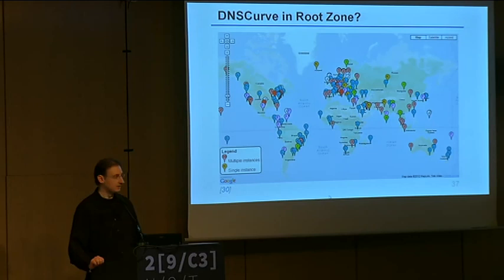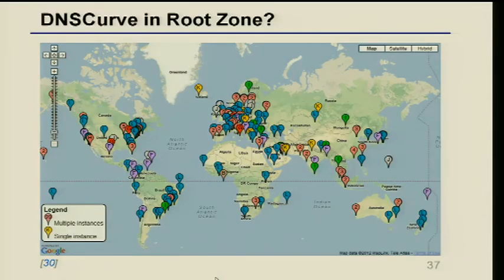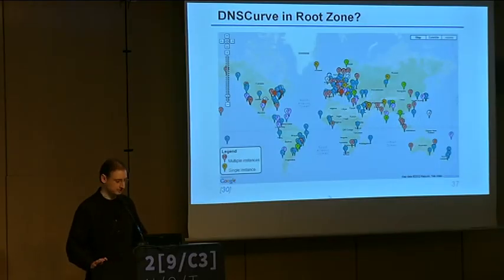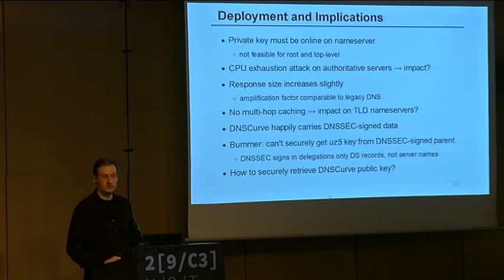Okay, now let's take a look. Could we deploy DNS curve in the root zone? This is a map of root name servers, all Anycast instances in the world, more than 300. Do we really want to put the private key on all these servers? Well, think of the DNS injection attacks. You certainly don't want to put the private key in every country. And this is the reason why DNS curve cannot be deployed on the root zone. ICANN does not want to distribute the key everywhere. The US government also doesn't want this. So DNS curve will never be used in the ICANN root zone.